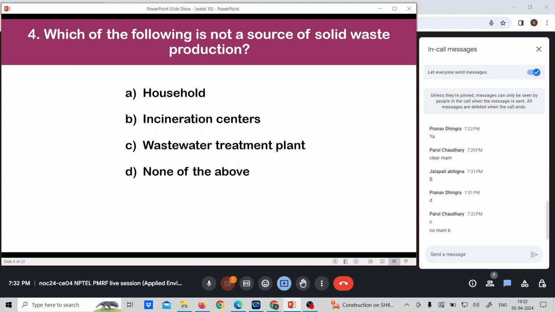Incineration centers is not a source of solid waste. That's what both of you are telling, right? Like two people from the batch are telling, and one person is telling that none of the above. Okay, good. Why do you think incineration centers do not generate any solid waste?